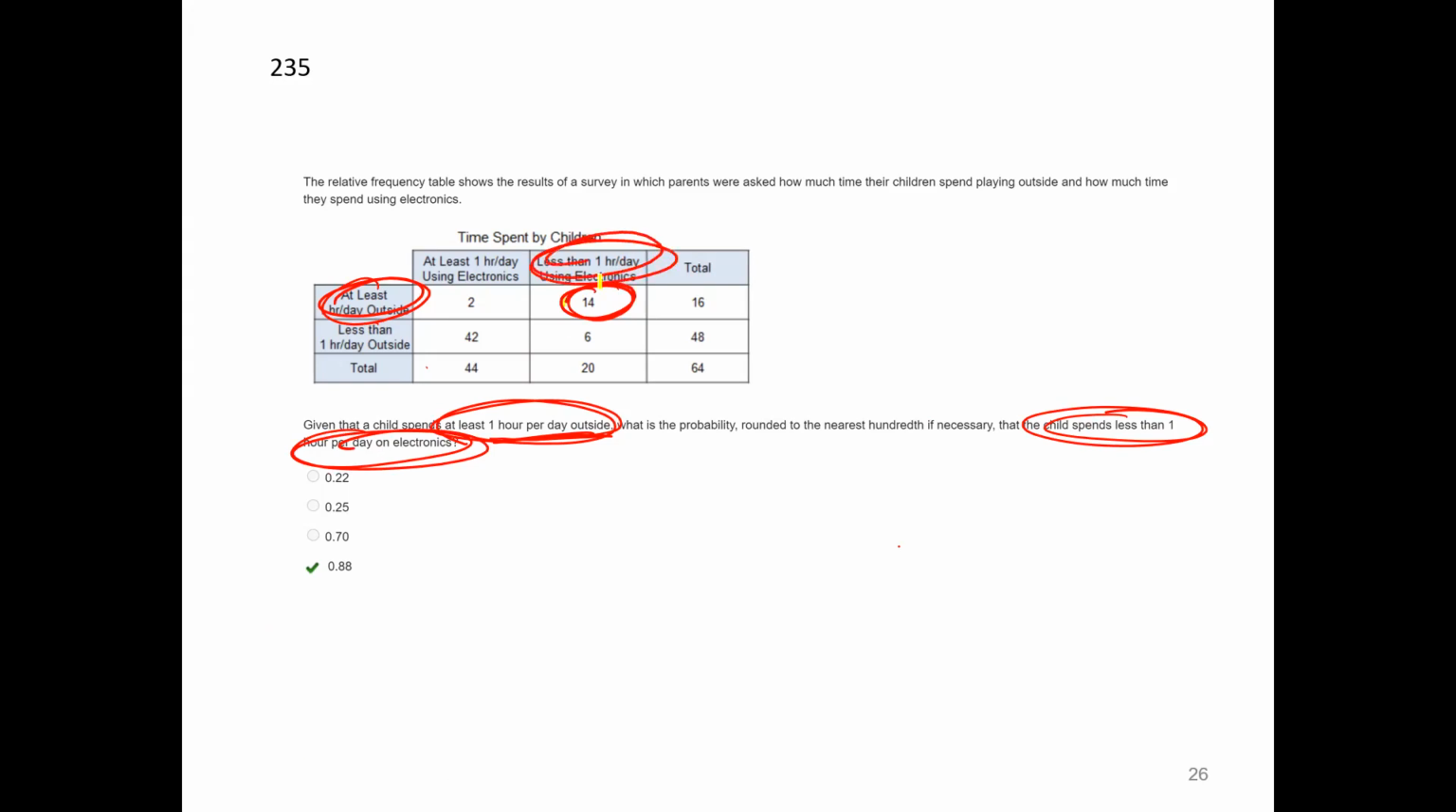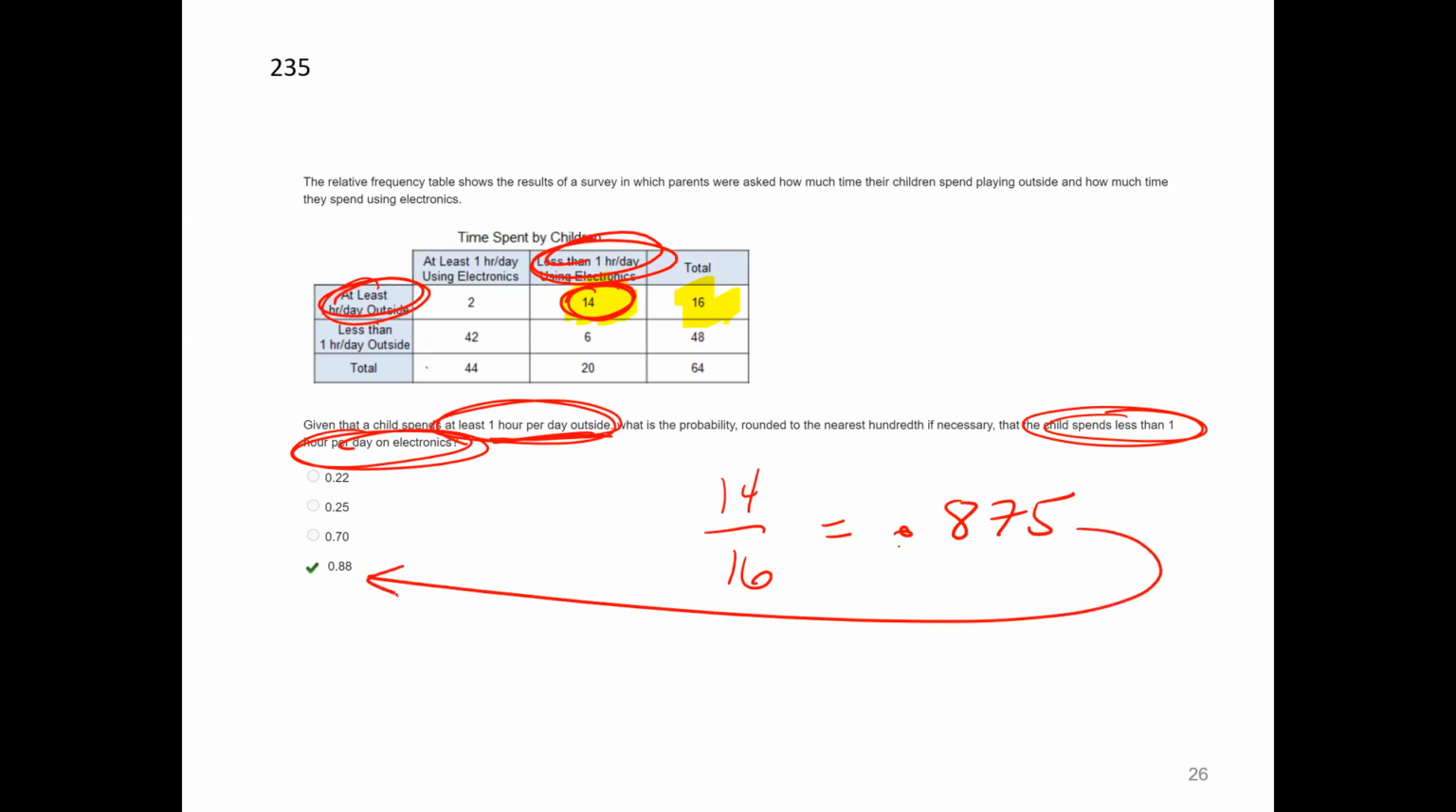And the number that coincides with that is 14 divided by the total, which is 16. So 14 divided by 16, what is that going to give you? It's going to give you 0.875. If you round that up, which one is it closest to? And that is it, you guys. You are all done.